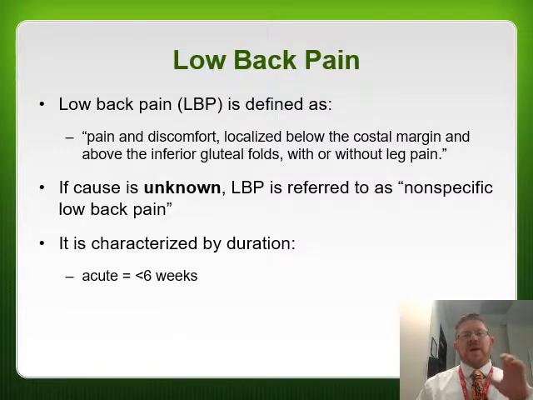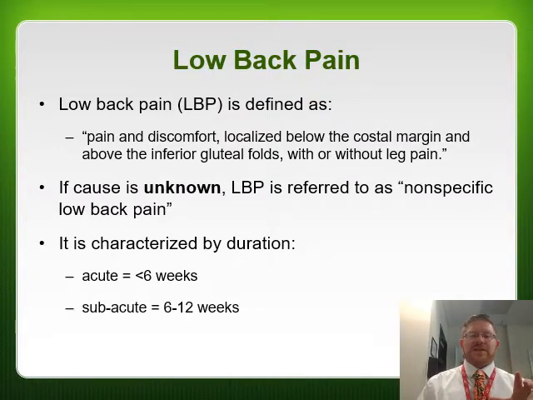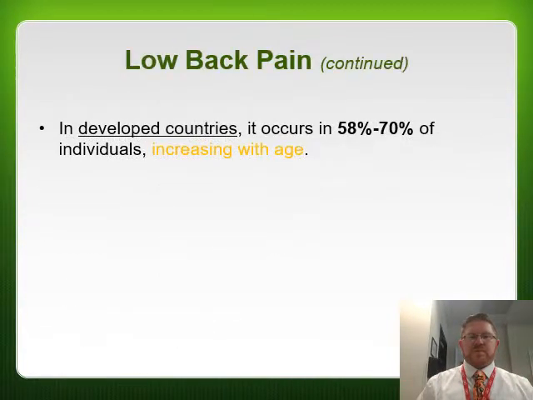It is characterized by its duration, so that's how it gets named. So 3 classifications here. Acute low back pain is going to be less than 6 weeks. Subacute is between 6 and 12, and your chronic back pain is going to be 12 weeks or more. In developed countries, so countries with money and technology that are doing what I'm doing right now, which is sitting down to talk to you, it occurs in 58 to 70% of people, and that number goes up as people get older.